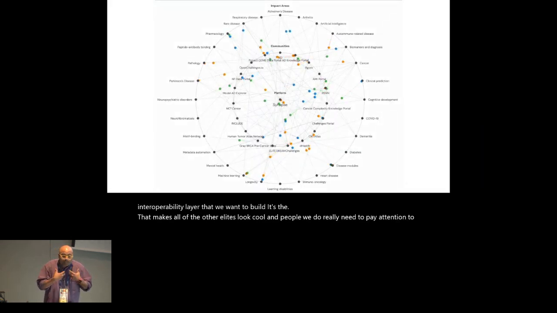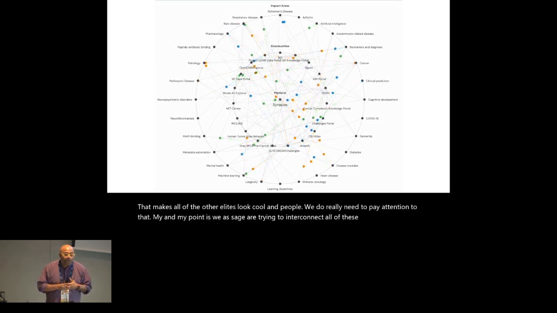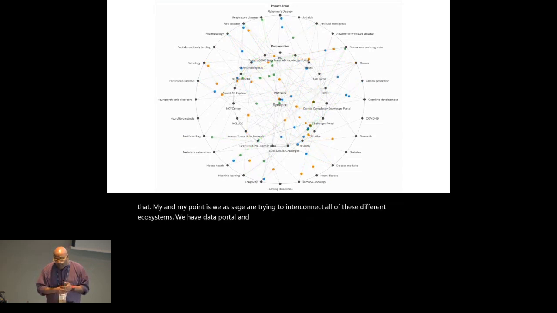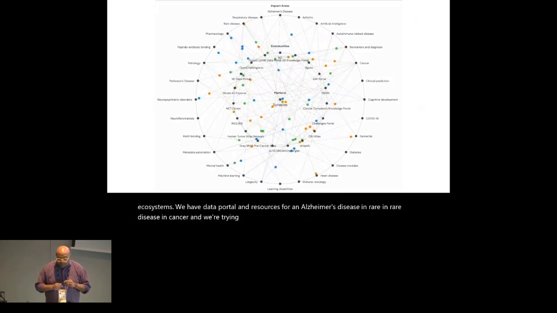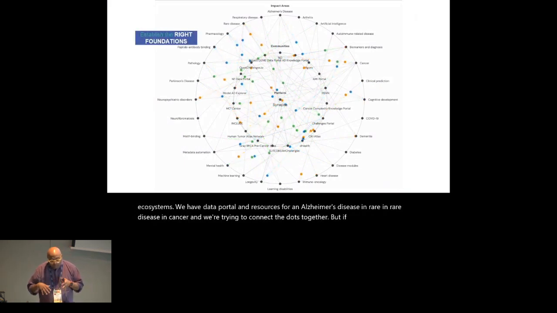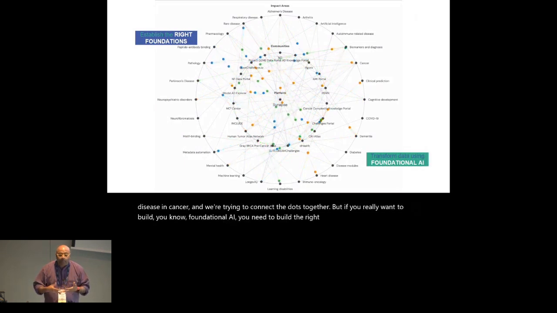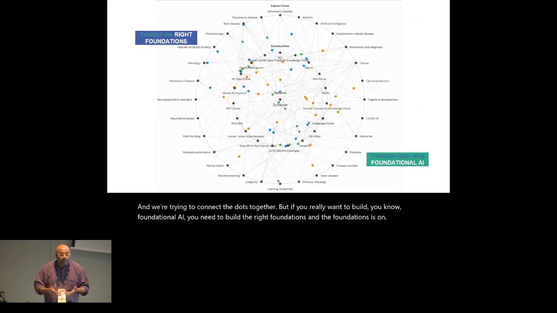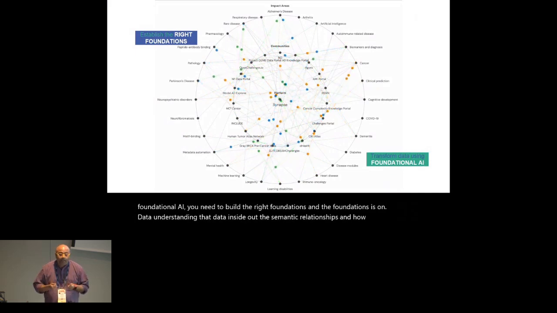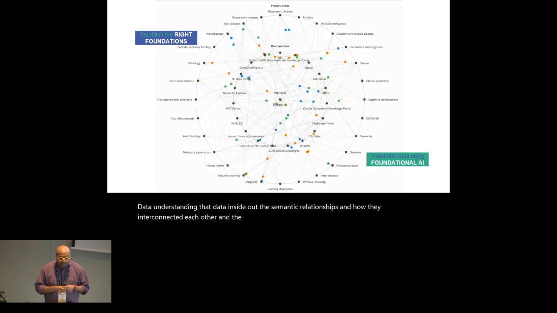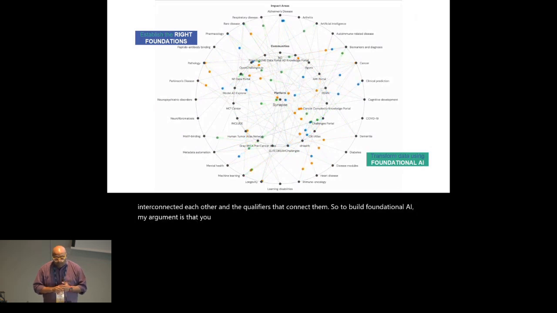My point is, we as SAGE are trying to interconnect all of these different ecosystems. We have data portals and resources in Alzheimer's disease, in rare disease, in cancer, and we're trying to connect the dots together. But if you really want to build foundational AI, you need to build the right foundations. And the foundation is on data, understanding that data inside out, the semantic relationships and how they're interconnected with each other, and the qualifiers that connect them. So to build foundational AI, my argument is that you need to build the right foundations.